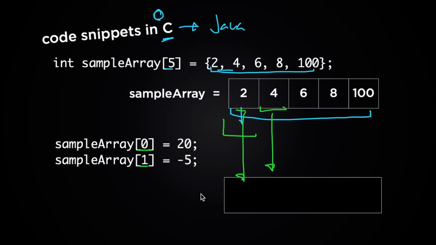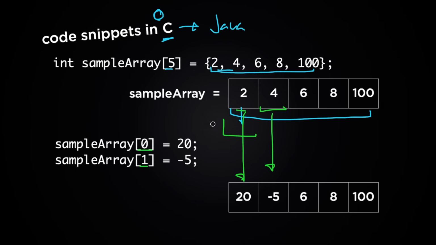So after executing these two lines of code, sample array will look like this. You can see that the first 2 elements have been changed, but not the other 3 elements. And of course here, the index of the array starts at 0 instead of 1. And it's not necessarily the case with all the languages, but this is what we're going to use throughout this course too.